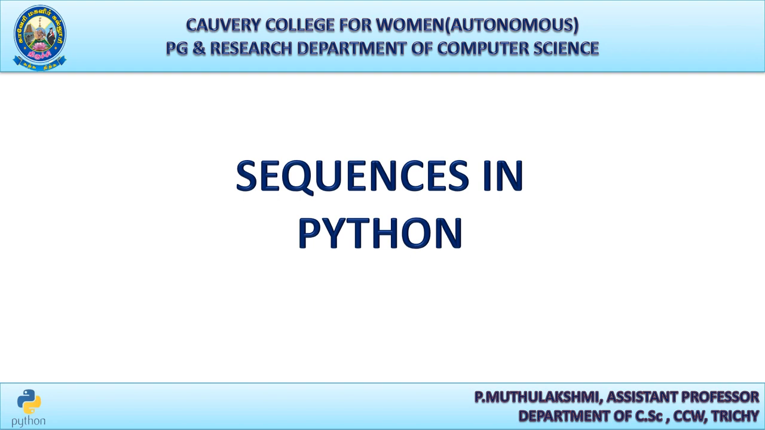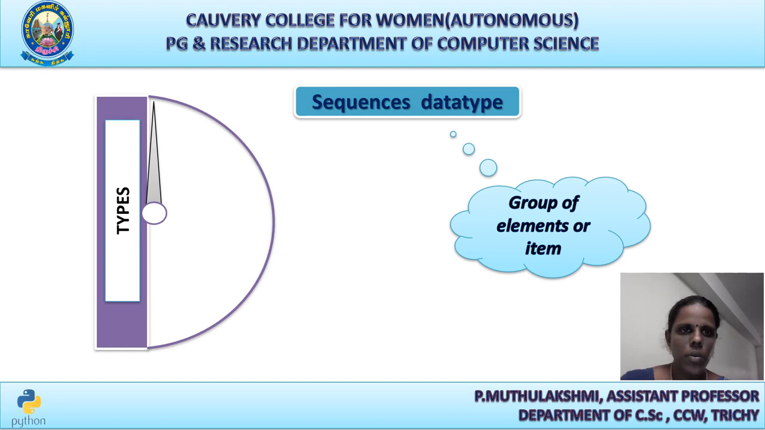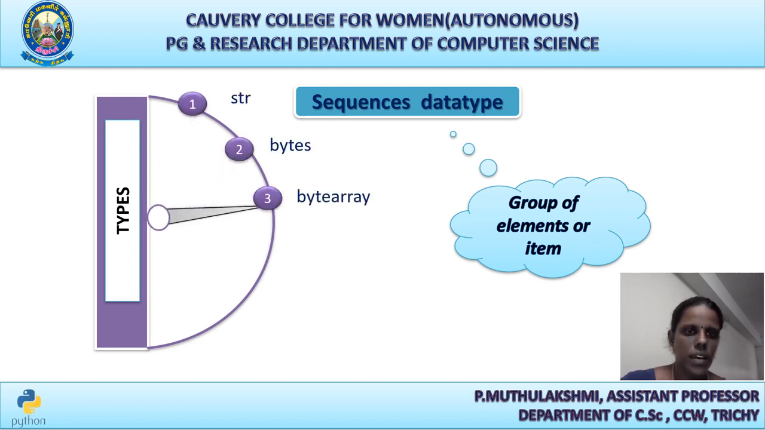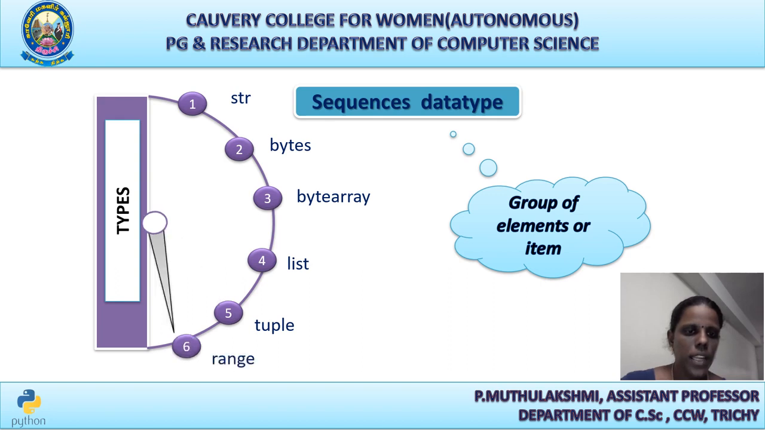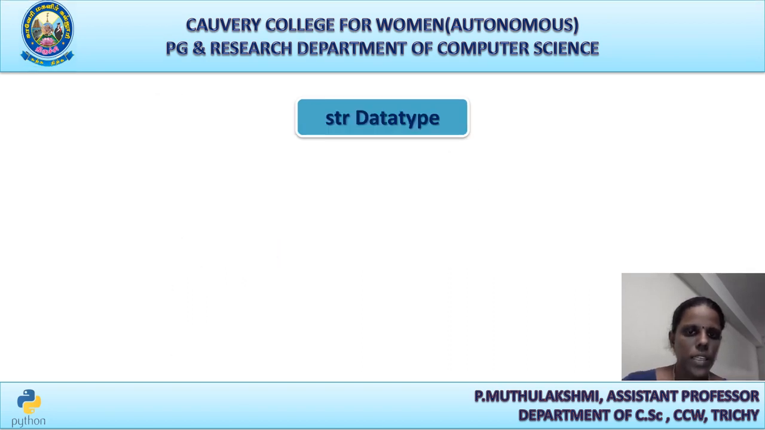In this session, we are going to discuss sequences in Python. Now, let us look at what is meant by sequences. A group of elements or items is denoted as a sequence. There are 6 different types of sequences in Python. They are str, bytes, bytearray, list, tuple, and range. Let us look at each of them individually.